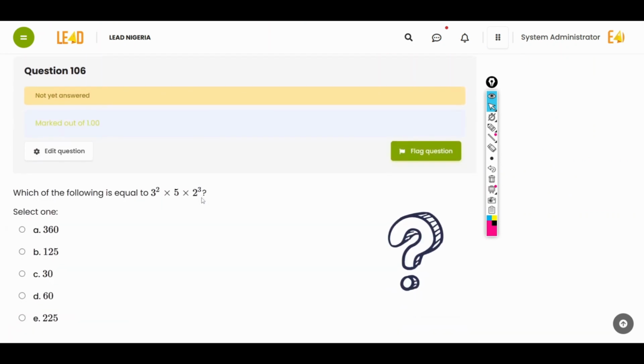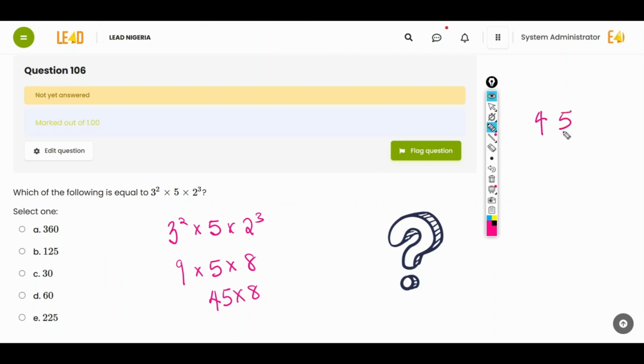Okay, that's question 105. Question 106. Which of the following is equal to 3 squared times 5 times 2 cubed? So this is 9 times 5 times 8. So this will be 45 times 8. 45 times 8: 40 carry 4, 32, 32 plus 4 is 36. So we have 360. That's option A.